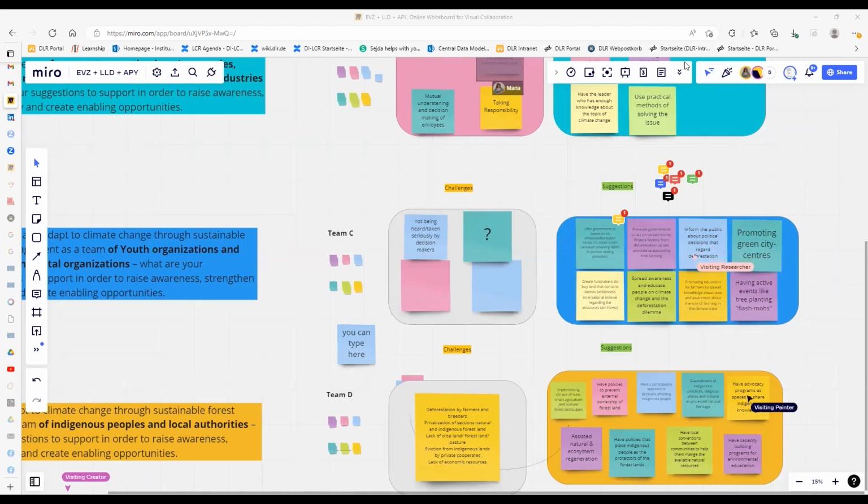The next thing was to inform the public about political decisions regarding deforestation. For example, if governments decide to cut down one part of a forest and people don't really know about it, then it could be the role of an NGO to promote publicity. Then we had promoting green city centers, to raise awareness of green environments and their big importance.